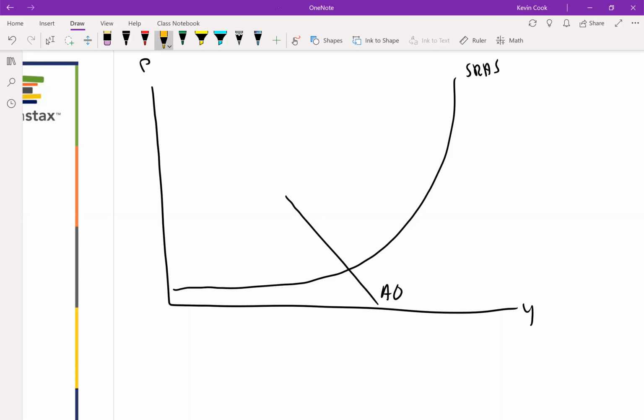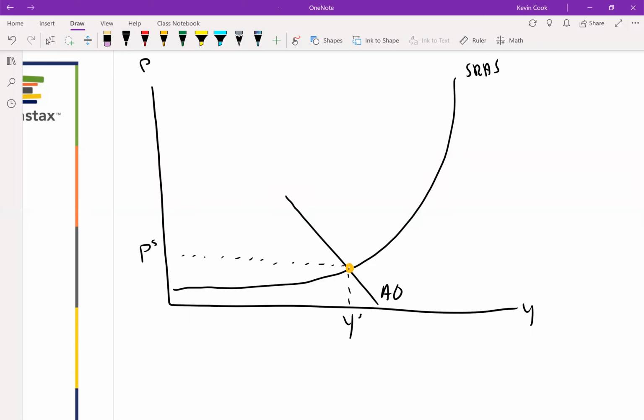So where these two intersect, say right here, we're going to get a price level and an output. And I'm going to say that this is P, let's say PS and Y.